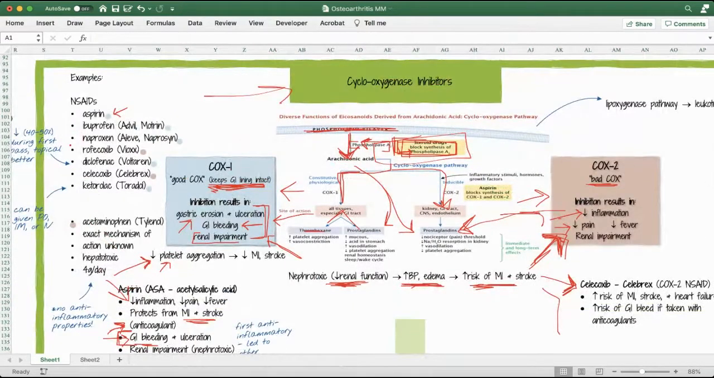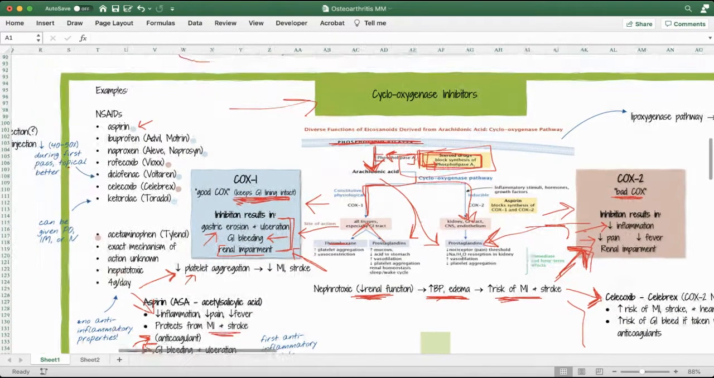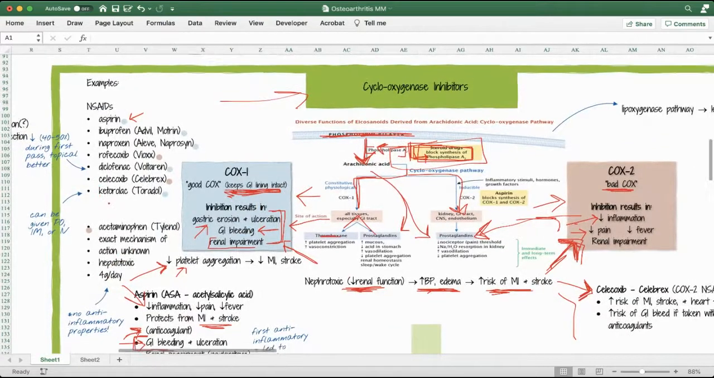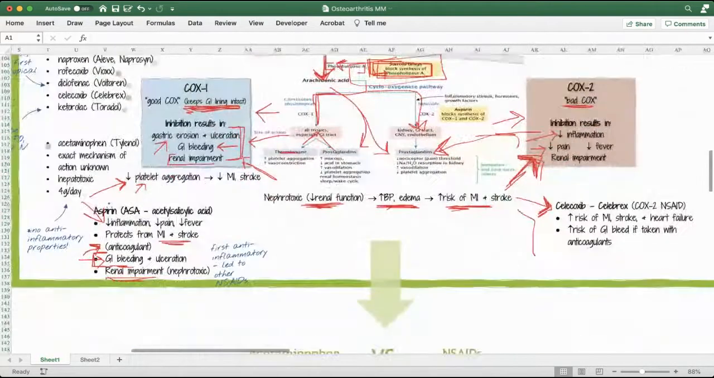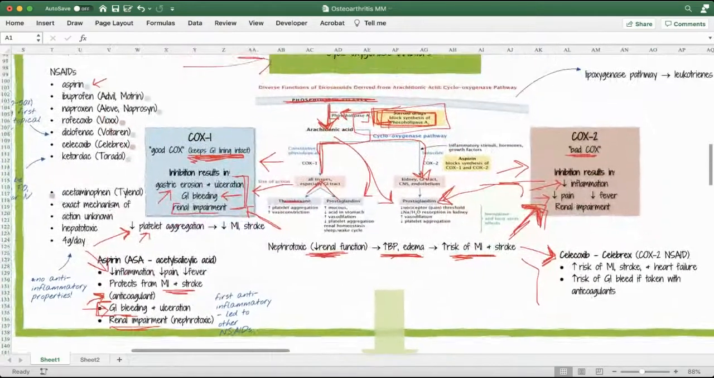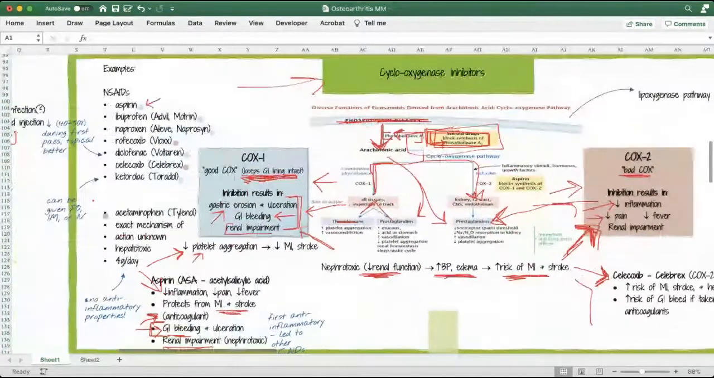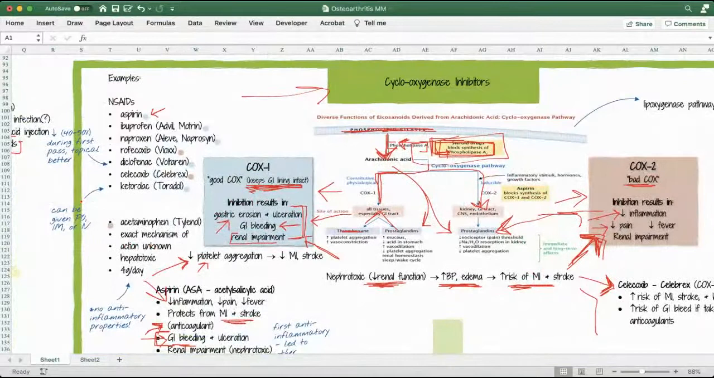So your ibuprofen, naproxen, Voltaren or diclofenac, Toradol. Those are all COX-1 inhibitors. I'm going to talk about Tylenol in just a minute. I have a different kind of file for it.